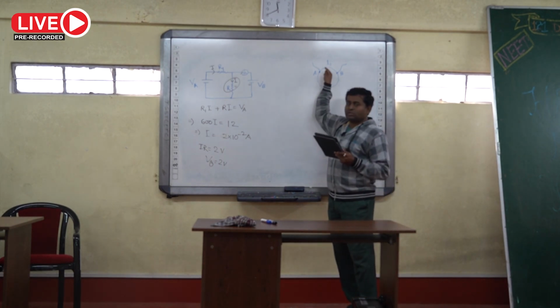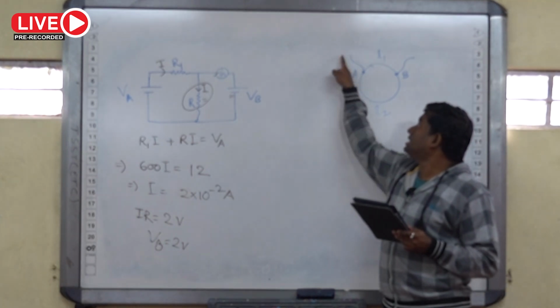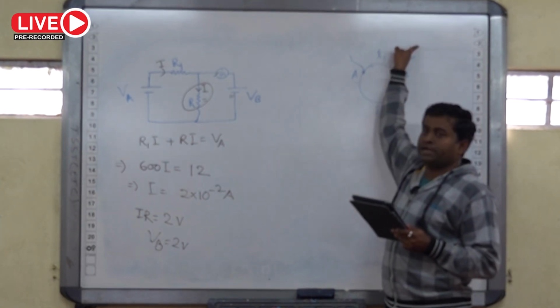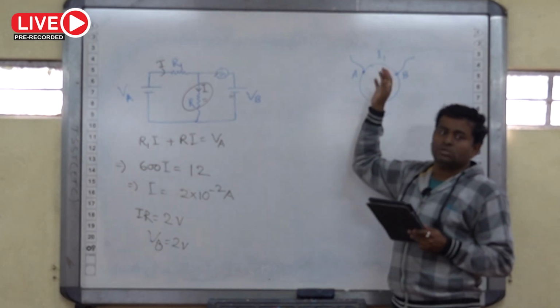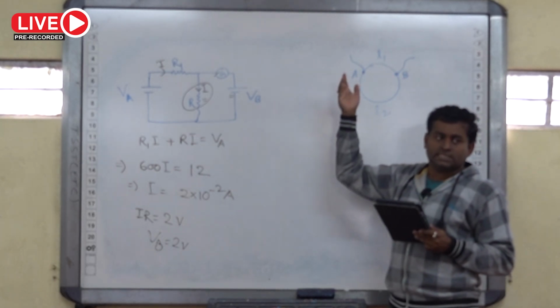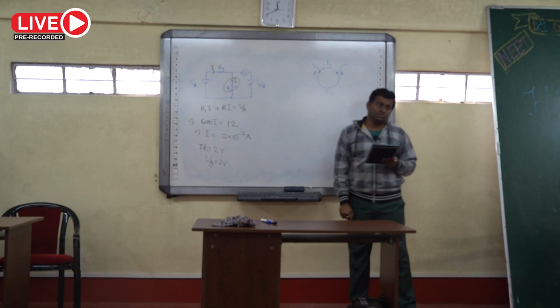Means this entire wire has resistance 12 ohm. Now suppose you are connecting these two points using a conductor. Then across these two points, the equivalent resistance is given, that is 8 by 3. Then what should be the ratio of L1 and L2?